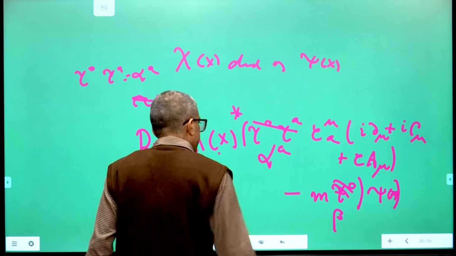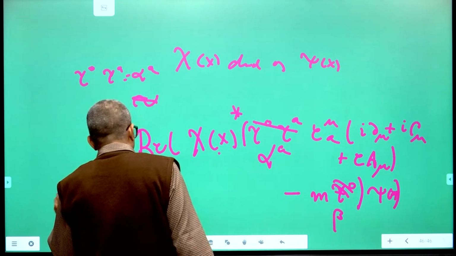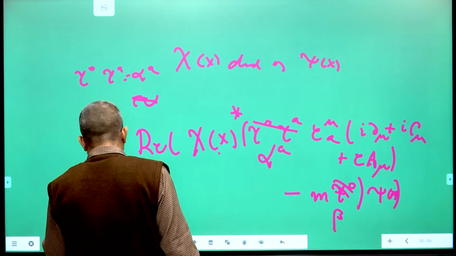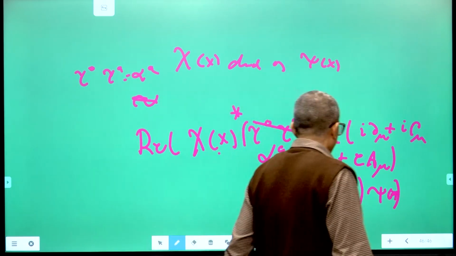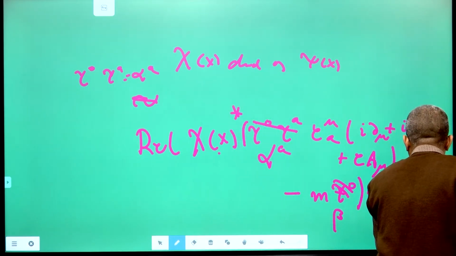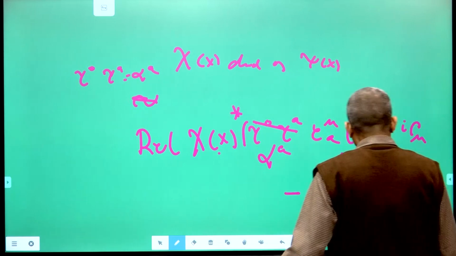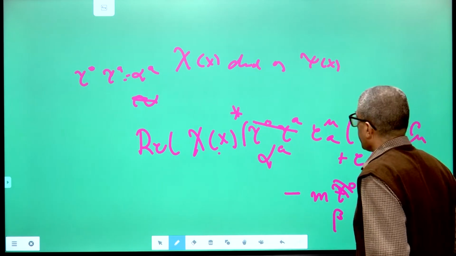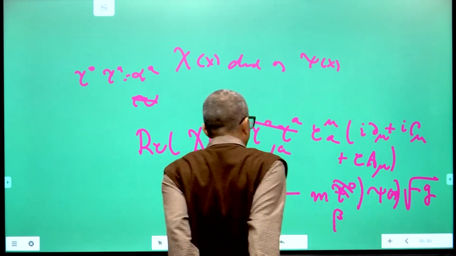So if you take the variational derivative of this with respect to psi, what do I get? Of course they are derived from a Lagrangian, so you should put root minus g. This whole thing is a scalar, so you should put an invariant 4-volume element, root minus g, so that the integral of this gives you a valid scalar.